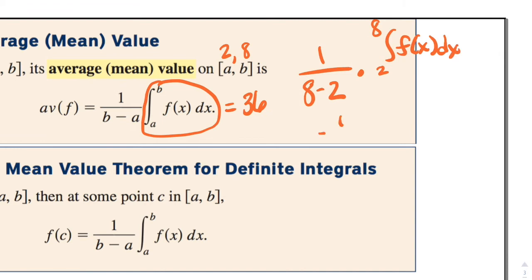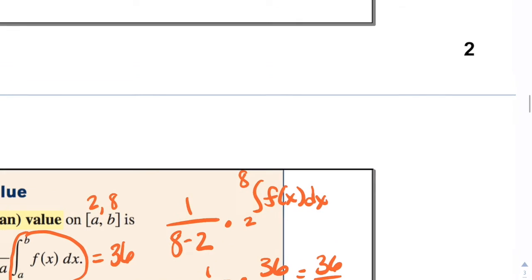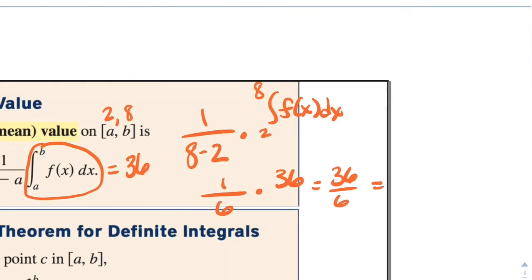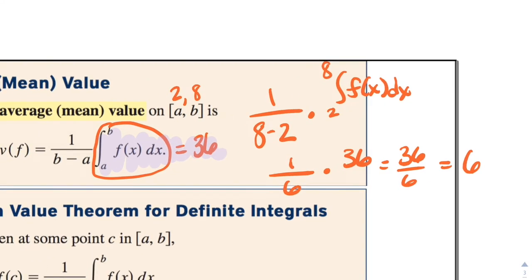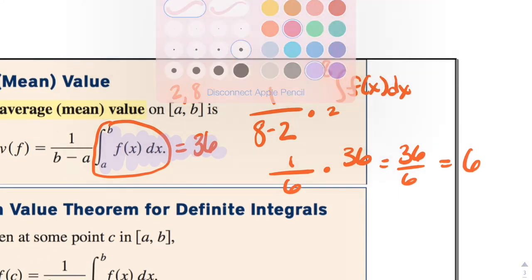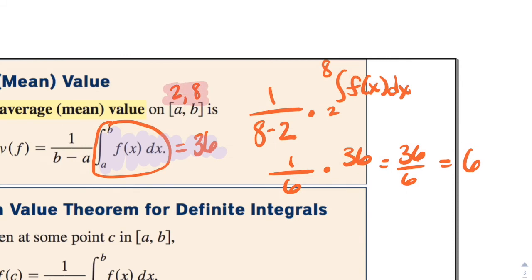So I'll have 1/6 times 36, which is 36/6, which is 6. What this means is that the total area is 36. The interval in question is 6 units wide, so its average would be 6 units squared.